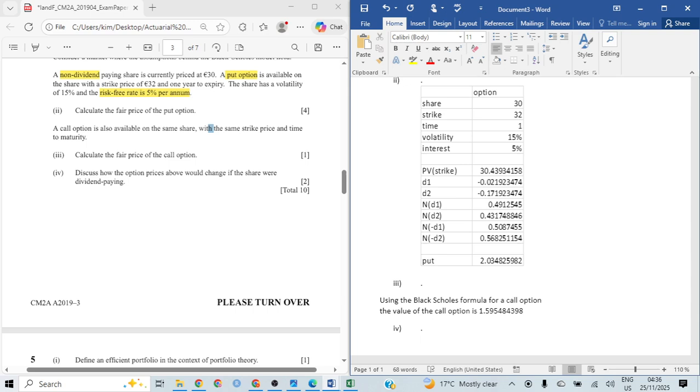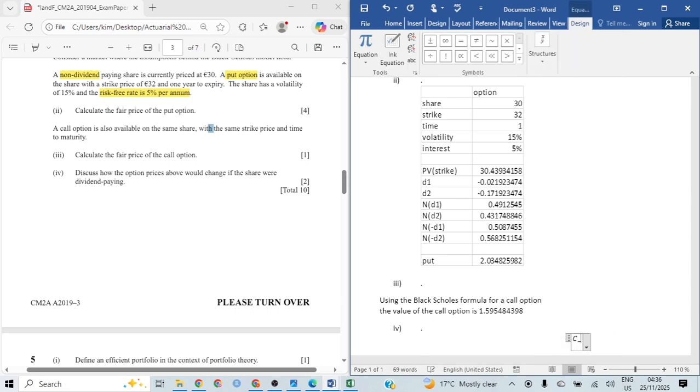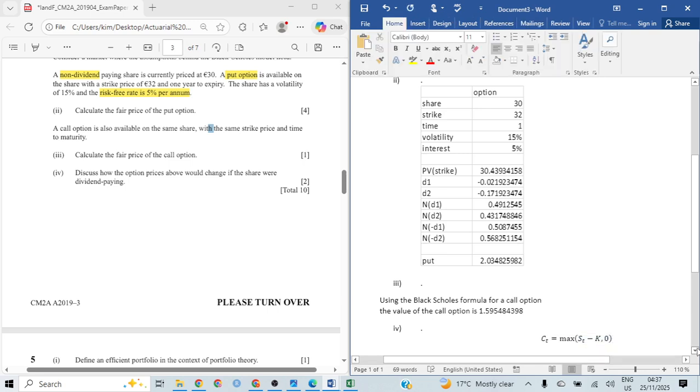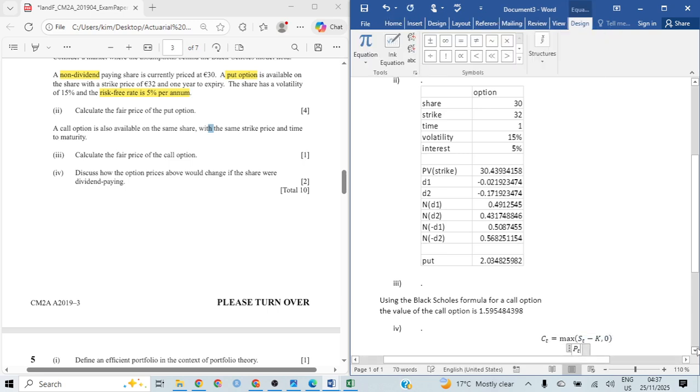You remember that the payoff for a European call option is given as this: max of ST minus K and 0, correct? And sorry, for a put option, it is given as this: max of K minus ST, comma 0.